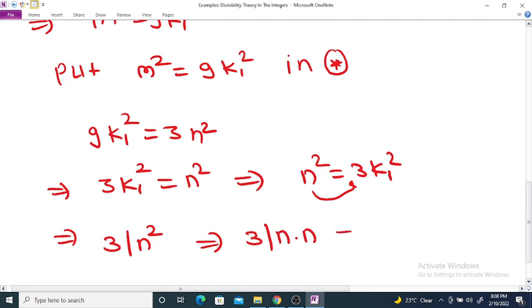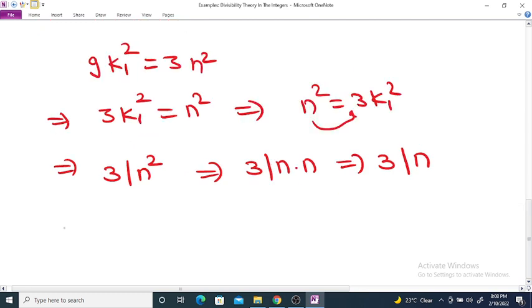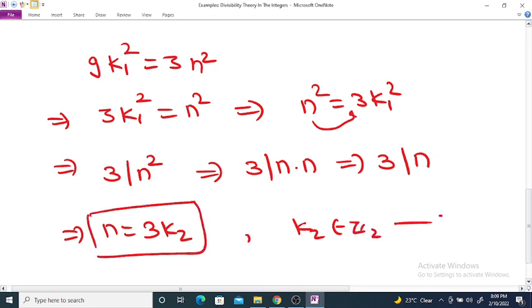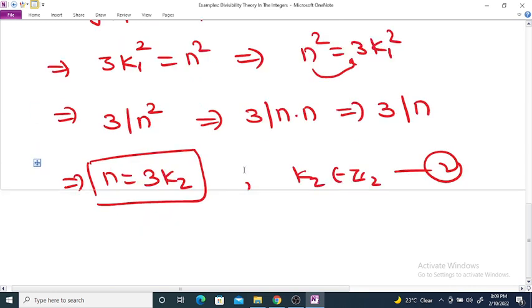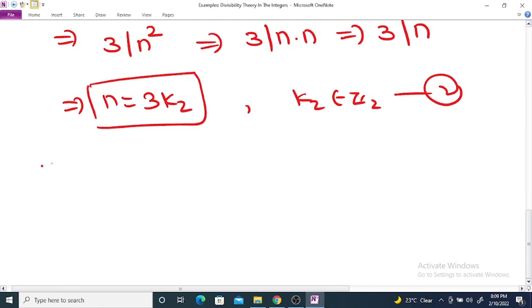Again, 3 is a prime. From this, by using Euclid's lemma, we can write 3 divides n, and from this we can write n is equal to 3k2 for some integer k2. Say this is equation number 2. Now from equation 1 and 2: what is equation number 1? m is equal to 3k1 and n is equal to 3k2.